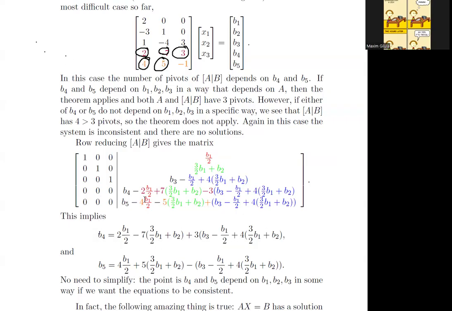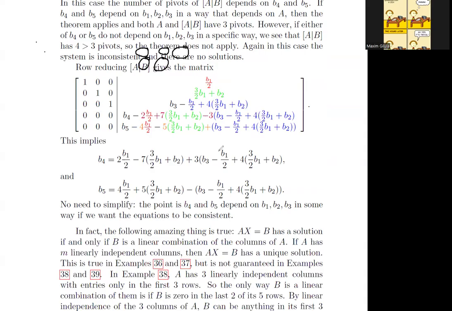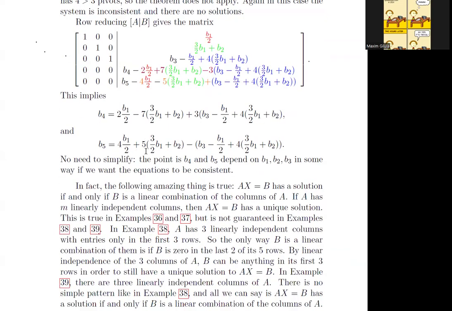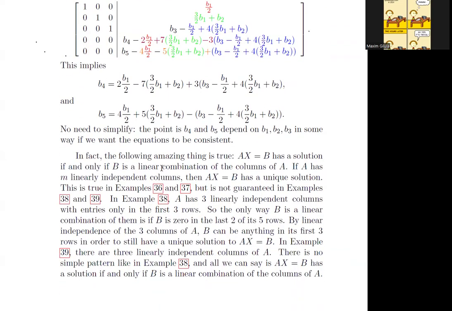So this is the only way that this has solutions, if B4 is this and if B5 is this. It doesn't matter what it is exactly. The point is it depends on B1, B2, B3. The following amazing thing is true. AX equals B has a solution if and only if B is a linear combination of columns of A. This is true in general.